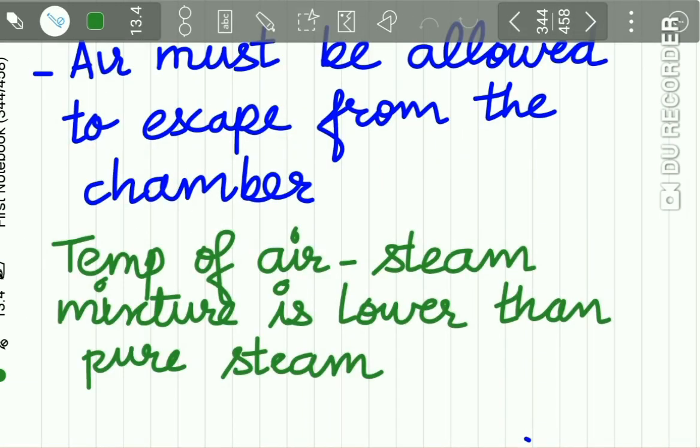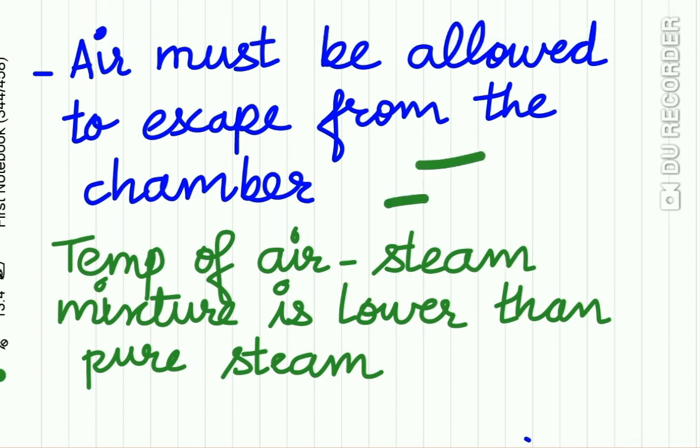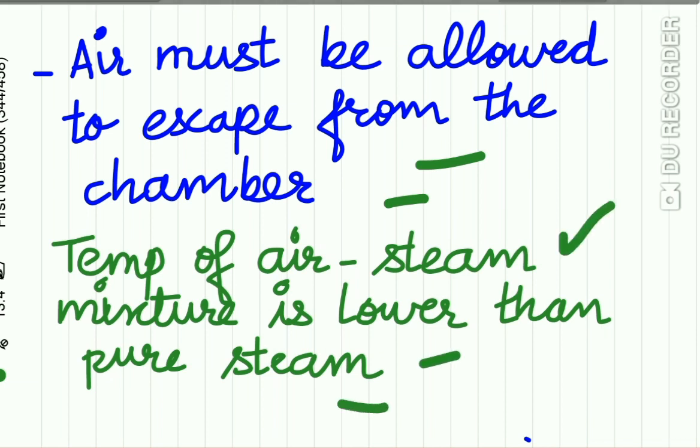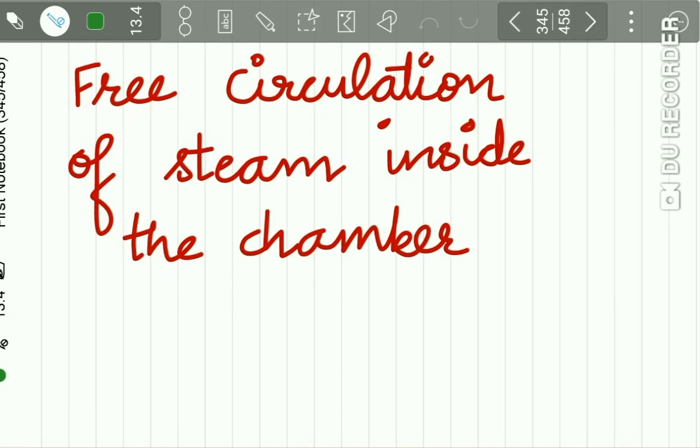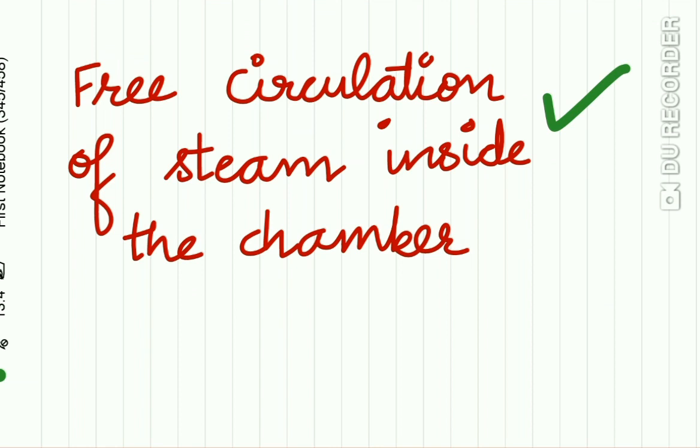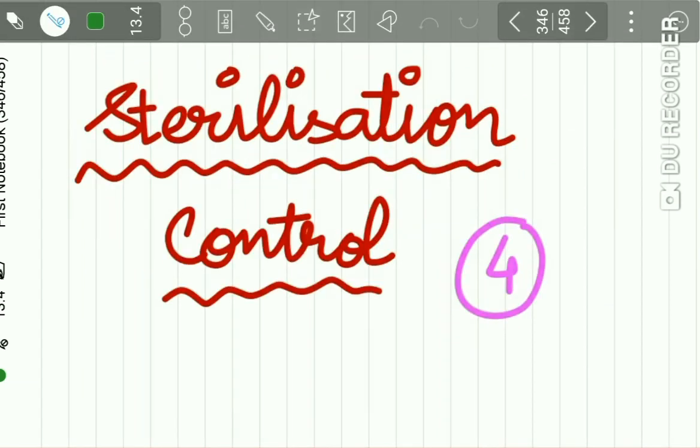Precautions to be used: the air must be allowed to escape from the chamber. The temperature of an air steam mixture is lower than that of pure steam. Then free circulation of steam inside the chamber should be ensured.